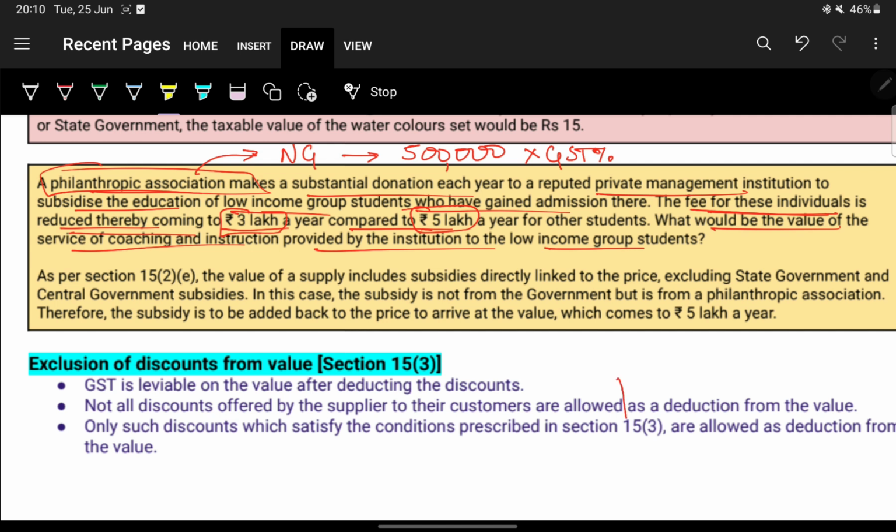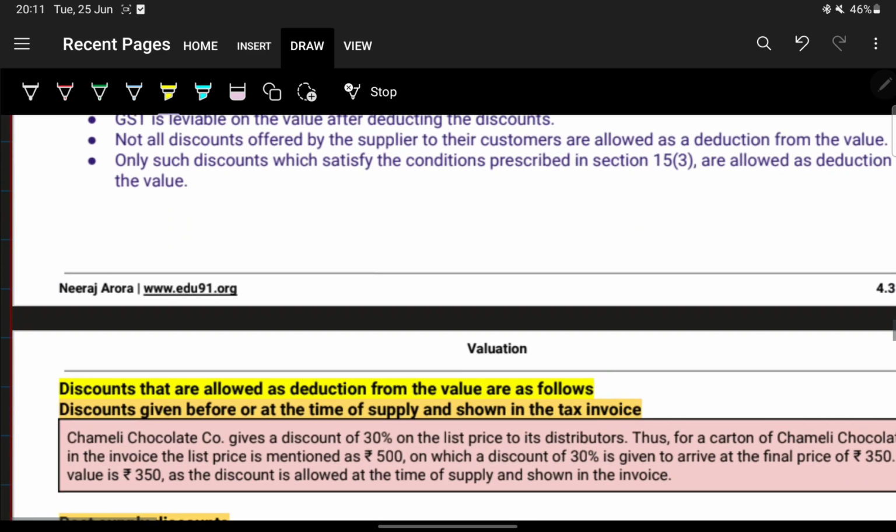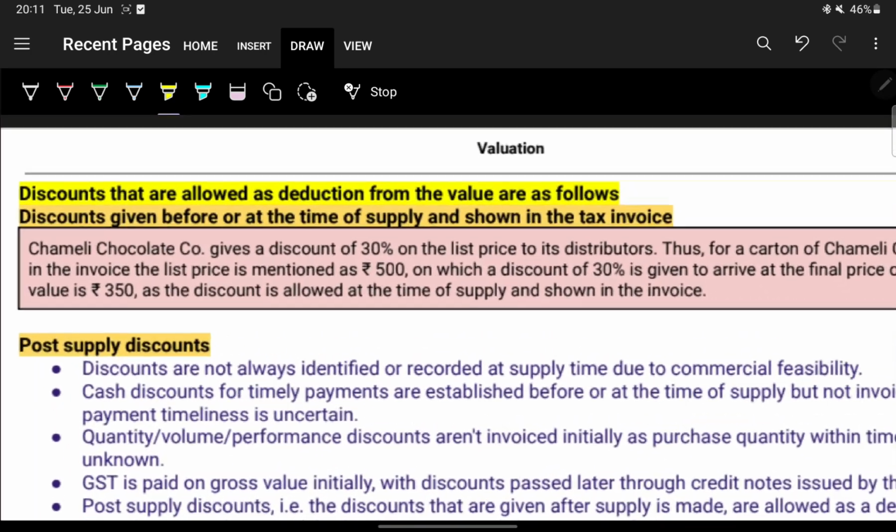And in which section is this covered? It is covered under Section 15, subsection 2, clause E, which says subsidy. Clause E, subsidy. Is that clear? We'll just move on. Next.